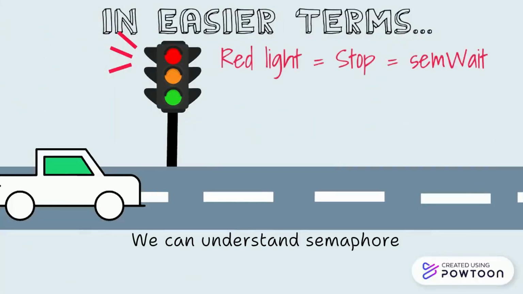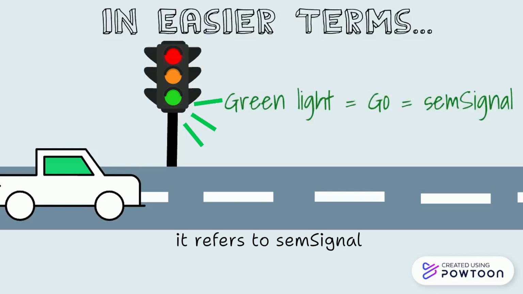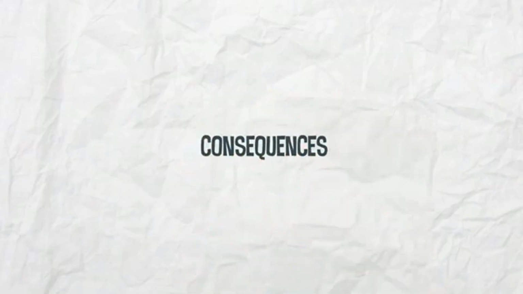We can understand a semaphore as a traffic light, and a car as the process. When the light is red, it refers to wait and gives the car the signal to stop and wait. When the light is green, it refers to signal and gives the car the signal to go. Consequences.